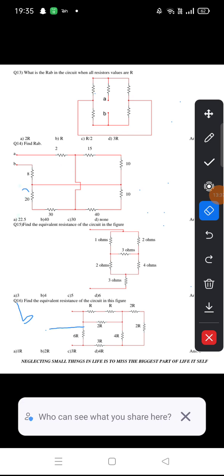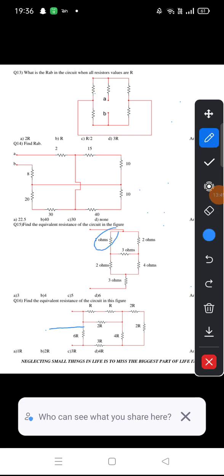Next problem: find the equivalent resistance of the circuit shown in the figure. Now see here, the bridge is balanced. 1 into 4 is equal to 2 into 2, right? Then no current flows through the 3 ohm resistor. Then 1 and 2 are connected in series, giving 3 ohm, and 2 and 4 are connected in series.